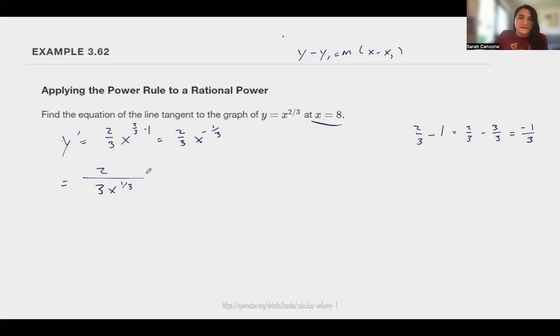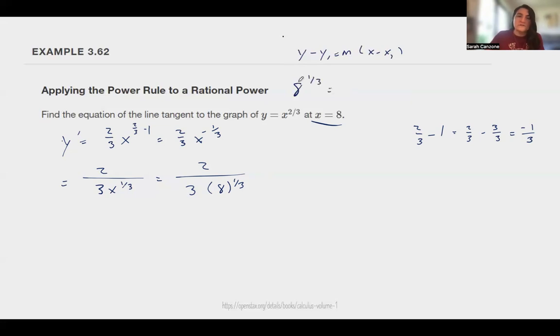All right, now I can go ahead and say I'm looking for this at x equals 8. So I can plug in 8. So this is 2 over 3 times 8 to the 1/3. But this is still kind of confusing. When you see 1/3, sometimes we don't recognize exactly what this is asking. So what I'm going to suggest is that we try to make this into a root, and maybe that helps us recognize what this is.